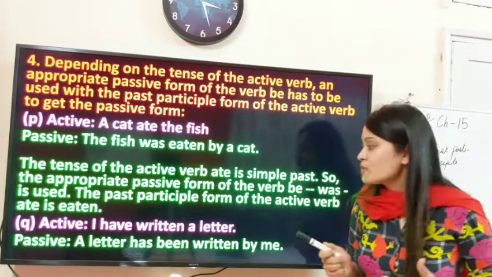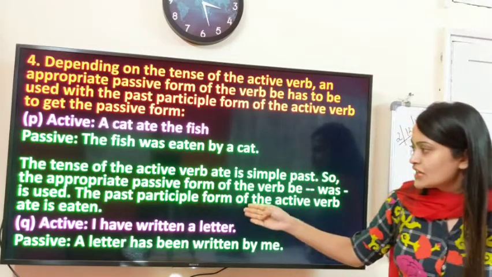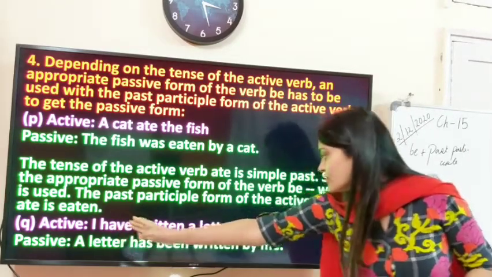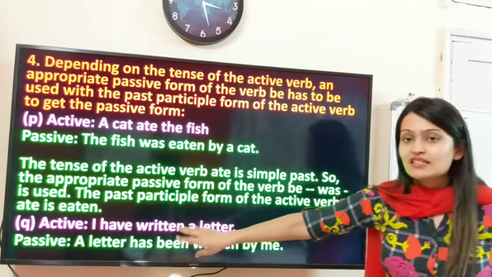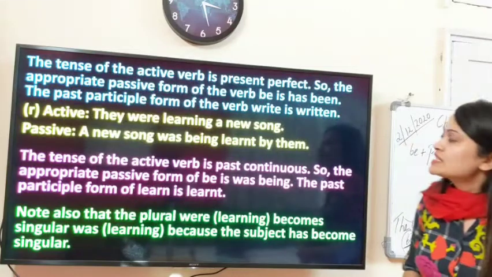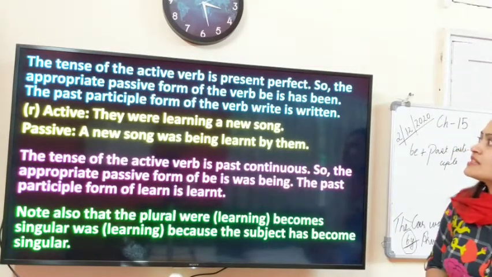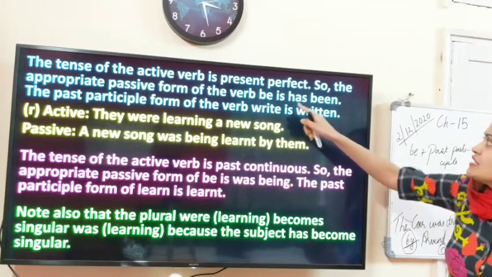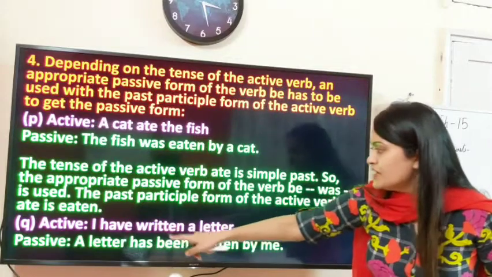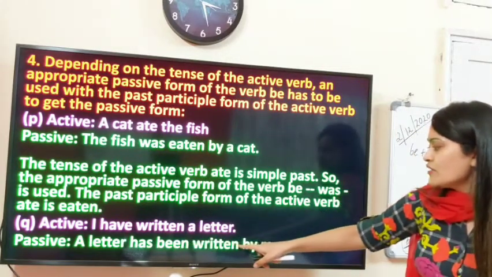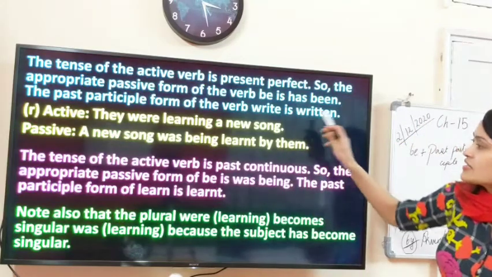Okay, when you're making it into a passive sentence, a letter has been written by me. So, we've taken the letter over there in front, we've taken I in the object's place, and we've changed the tense, the form of the verb. The tense of the active verb is present perfect. So, the appropriate passive form of the verb be is has been. So, we've taken be as has been, and we have taken the past participle of write, that is written.